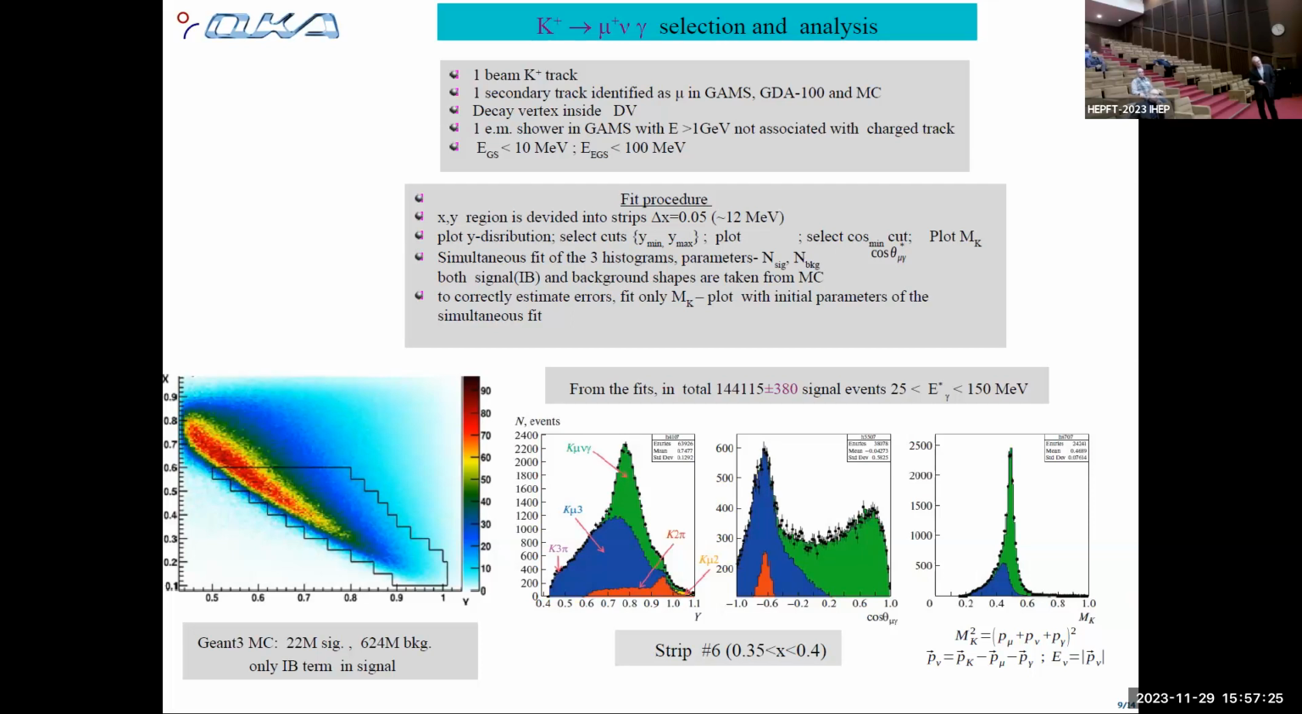The main background, as I said, is K mu3. Then another parameter is the cosine of the angle between the muon and photon. Everything is in the rest frame of the kaon. Also, you see the difference between signal and background. And the last one is the invariant mass of the whole system of muon, neutrino, photon. It's calculated, of course, assuming zero mass for the neutrino.